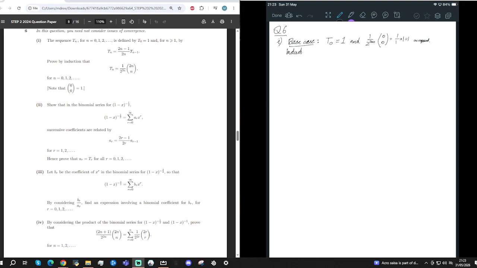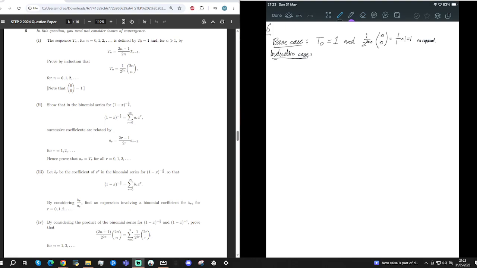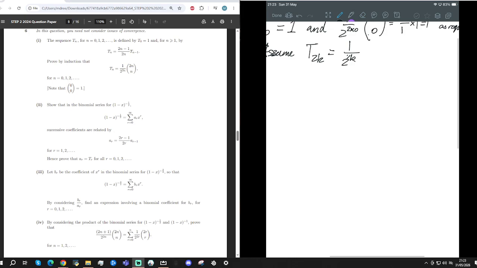So now we move on to the inductive case. This is the crux of a proof by induction. And the basic idea, let's assume a particular point is true. So assume T_k is 1 over 2 to the 2k, and then 2k choose k.